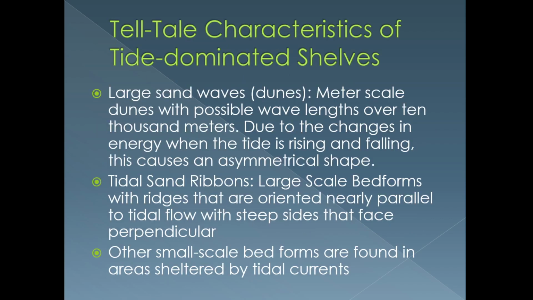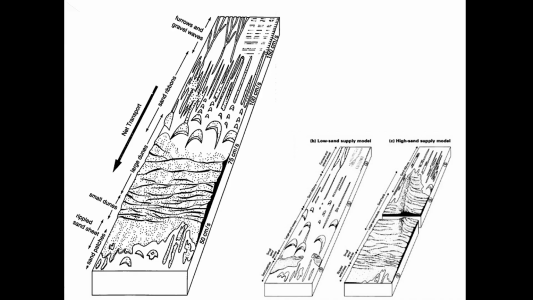So, telltale signs of a tide-dominated shelf include large dunes on the outside with tidal sand ribbons, which are large-scale bed forms, ridges parallel to the tidal flow, as well as some other small bed forms found in different sheltered environments.